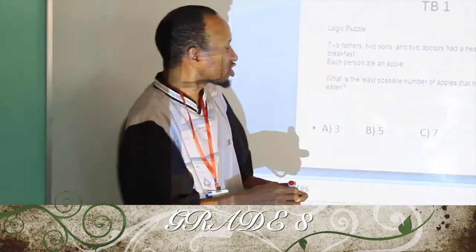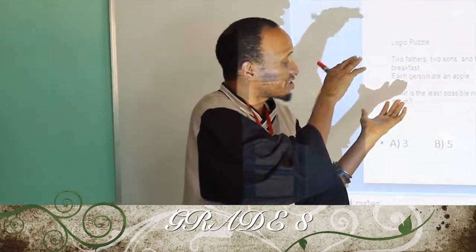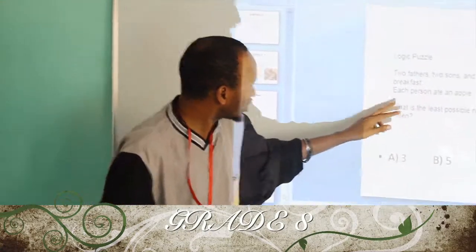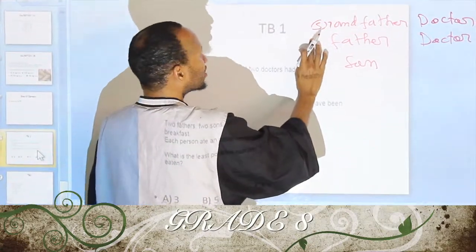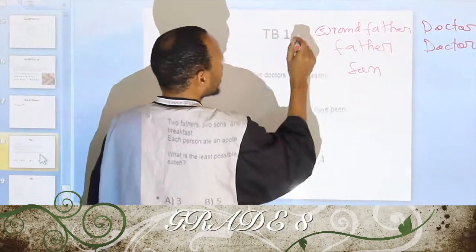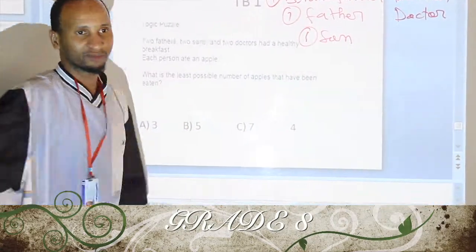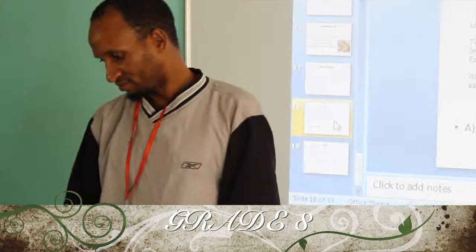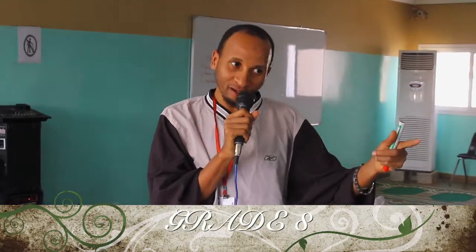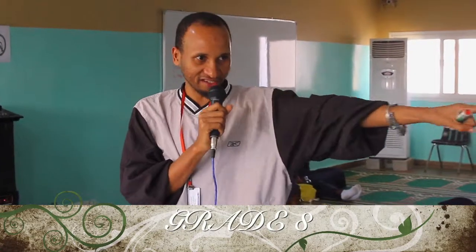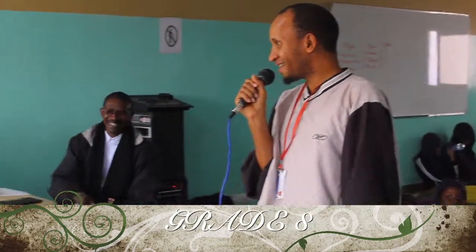Exactly. So with 3 people, you can satisfy the requirements of the scenario. Each ate how many apples? 1. So this grandfather, who is the father and a doctor, ate 1 apple. This person ate 1 apple. If you make the case in which you have 6 people, and each person ate an apple, you're going to have 6 apples eaten. And the least is 3. Exactly. So, alright.